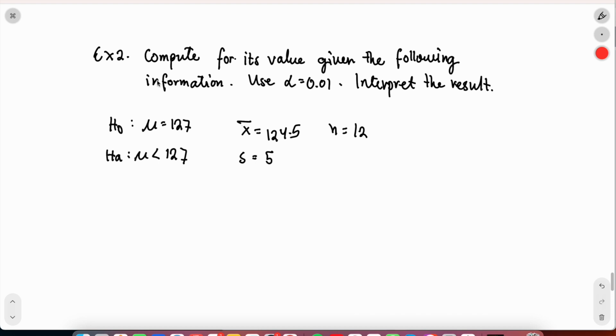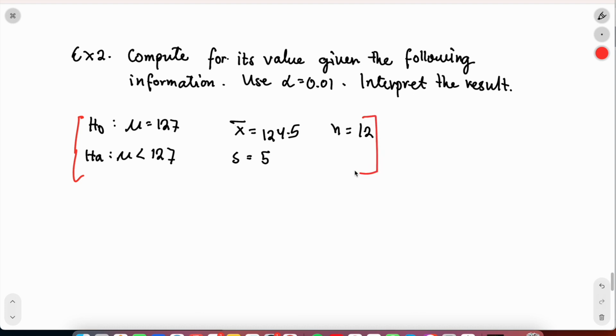Compute for its value given the following information. Use alpha 0.01, interpret the results. So these are the given. Okay, so we have what? N is less than 30. What should we use for this? The t table. This follows a t distribution. Okay, so we should actually add here the degrees of freedom, which is n minus 1, and this is 12 minus 1, so v is equal to 11.